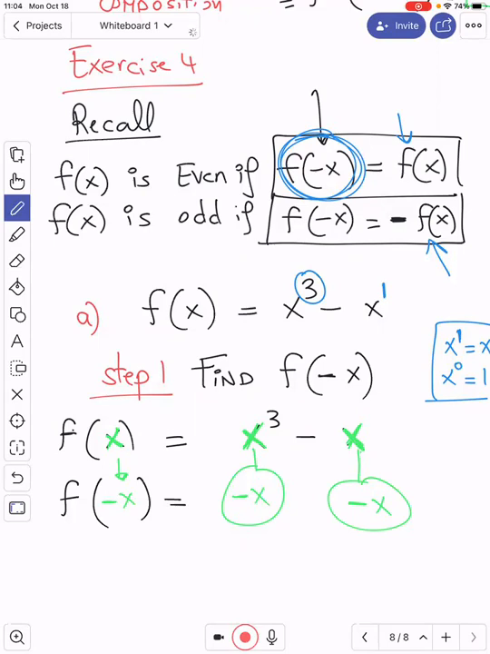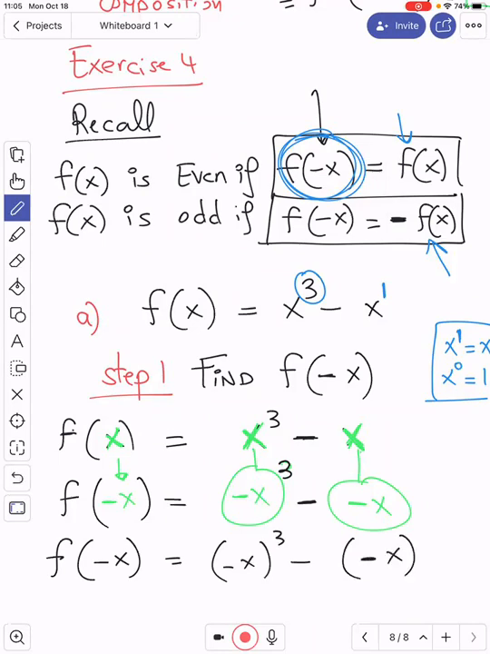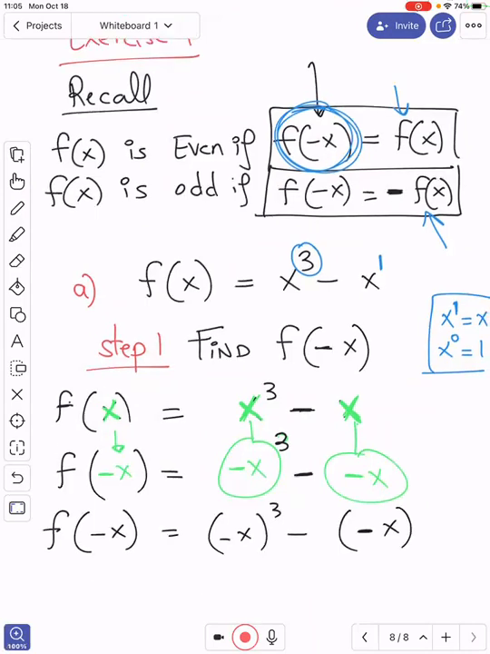So like here, there's this cube, all right? And there's this minus, okay? As you can see, there's a minus between the two terms here, and there's a minus inside the circle, right? So if you use parentheses, it's going to be minus x cubed minus, and then parentheses minus x, right?